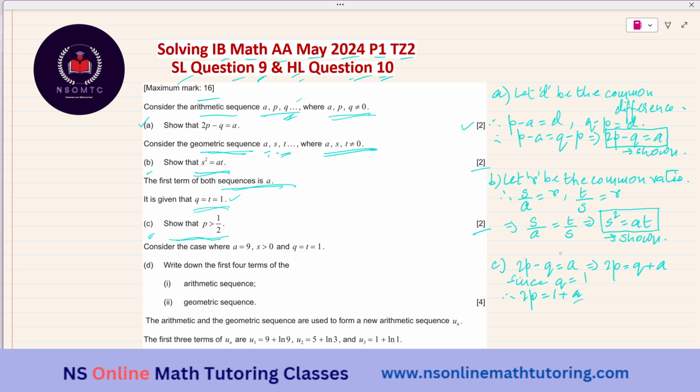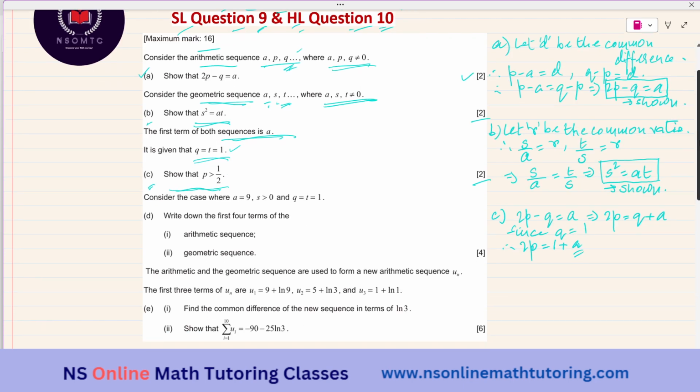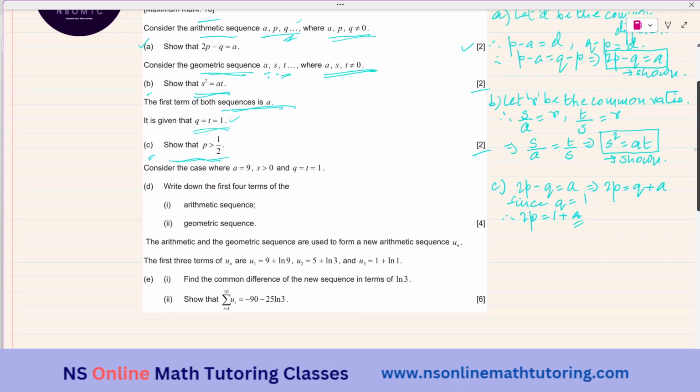Now, we do not know what value A is having. A is not equal to 0, that is fine, but A can be a negative number. I cannot say that A is a positive number. If A is a positive number, then I can say 2P is more than 1, so P will be more than half. But I am not sure about the value of A. So, how can I prove that P is greater than half? I can prove it using this relation.